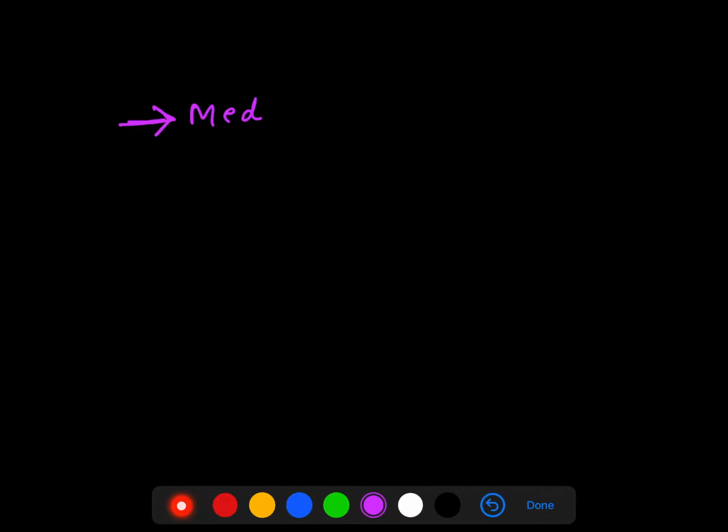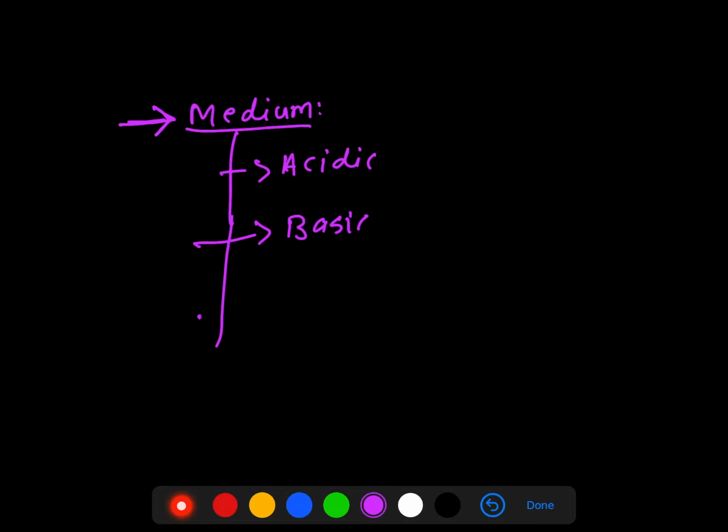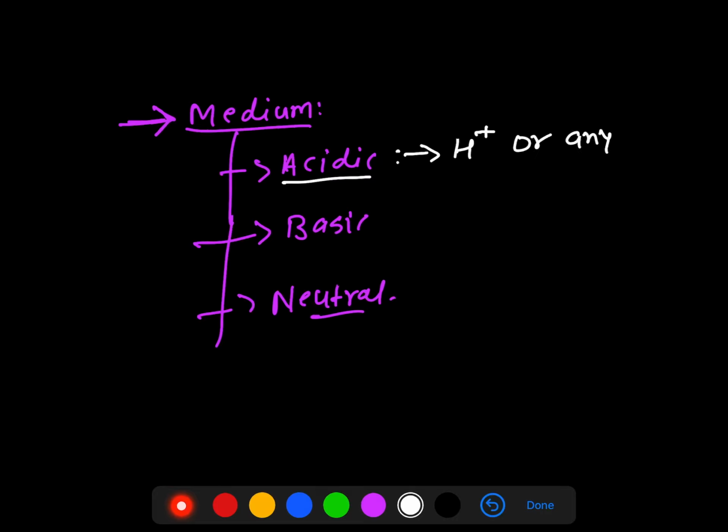Next thing is the medium in which the reaction occurs. There can be three types of medium in which a redox reaction occurs. It can be an acidic medium, a basic medium, or a neutral medium. Acidic medium: if you see H plus or any acid anywhere in the reaction, it may be on the reactant side, on the product side, or provided over the arrow, that represents acidic medium.